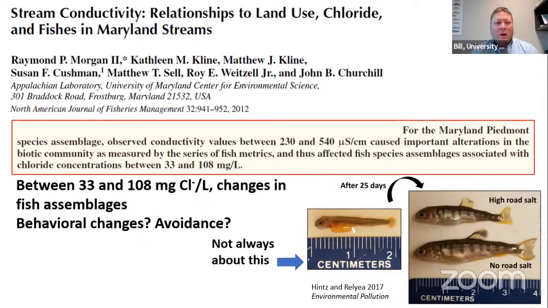And one paper I really like is from Ray Morgan, that shows at really low chloride concentrations in streams, 33 to 108 milligrams per liter, it can change fish assemblages. And it's not due to a reduction in growth. It's not due to death, but just behavioral avoidance. The salty plumes cause some fish to leave certain stream reaches, so I think there are behavioral changes that occur in some organisms, just avoidance of the salty plumes, that has implications for ecological impacts.